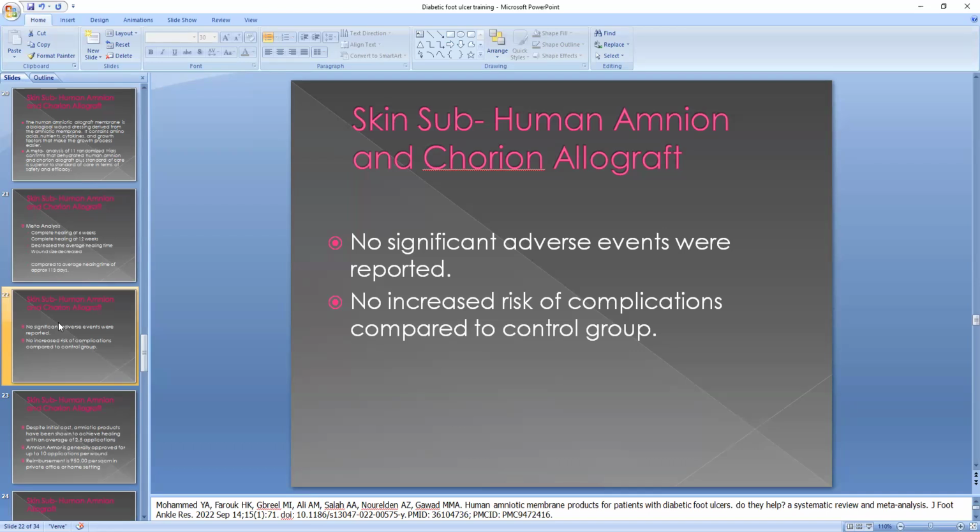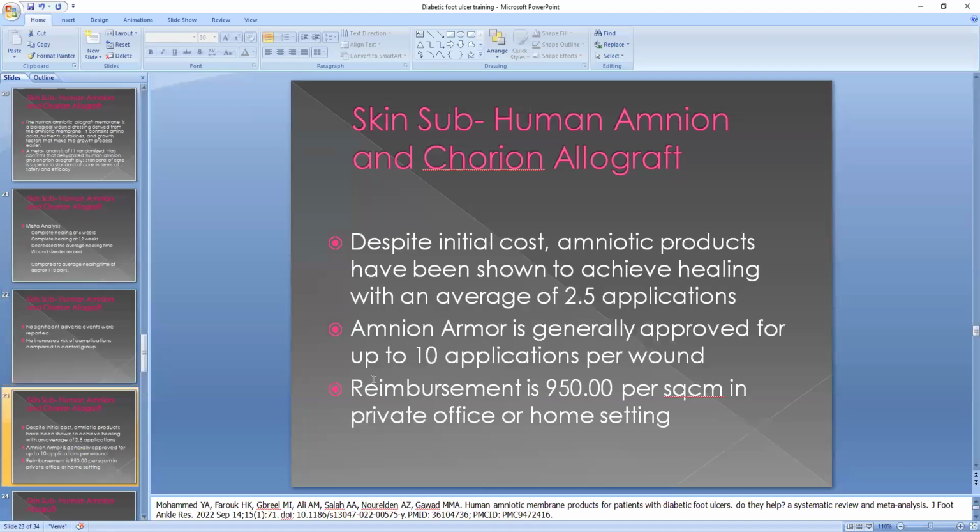Okay. So no significant adverse events were reported with the skin sub with the amnion, and there's no increased risk of complications compared to the control group. So it's great to know that we're not going to hurt the patient at all with this product, and it's only going to help, right? And this is the worst candidate of patient because they have all these comorbidities, right? And so to your point where you had brought up, if we can heal the wound quicker, then we reduce the amount of complications. So a lot can happen. And I think my next slide I'll summarize that a little bit.